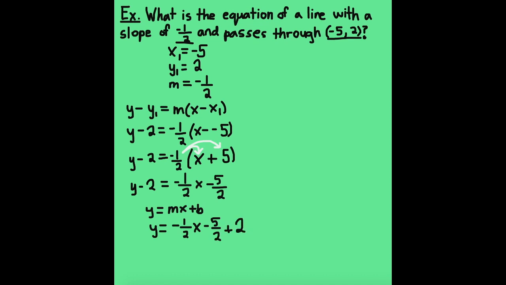Then, we put all the numbers under a common denominator. We will get y equals negative 1/2 x minus 5 over 2 plus 4 over 2, since 2 equals 4 over 2. We will then get y equals negative 1/2 x minus 1/2. Therefore, the equation of the line with a slope of negative 1/2 that passes through the point negative 5, 2 is y equals negative 1/2 x minus 1/2.